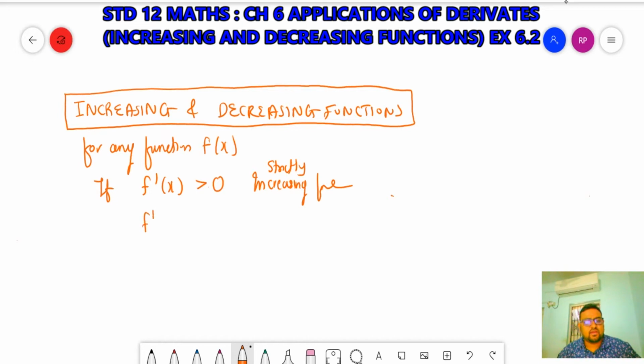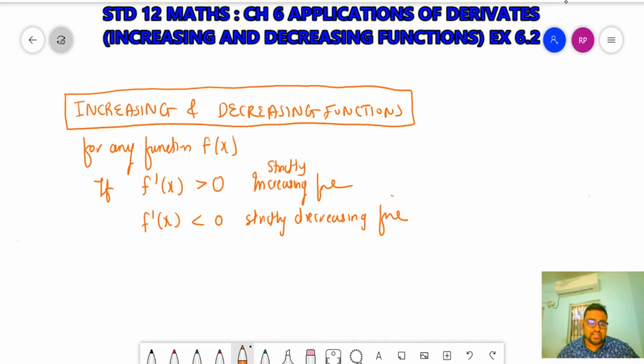And if f dash x is less than 0, then it will be a strictly decreasing function. So we just need to find the differentiation, means we need to take the derivative. If f dash x is greater than 0, it is strictly increasing. If f dash x is less than 0, then it is strictly decreasing.